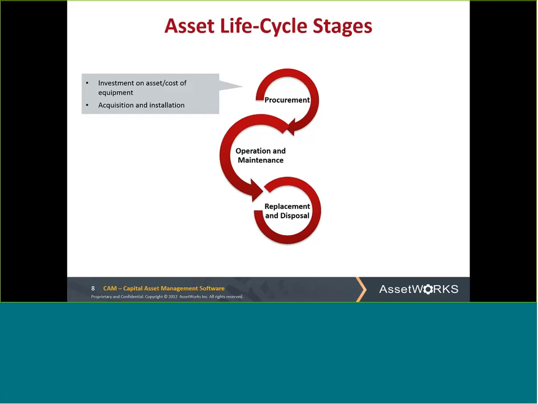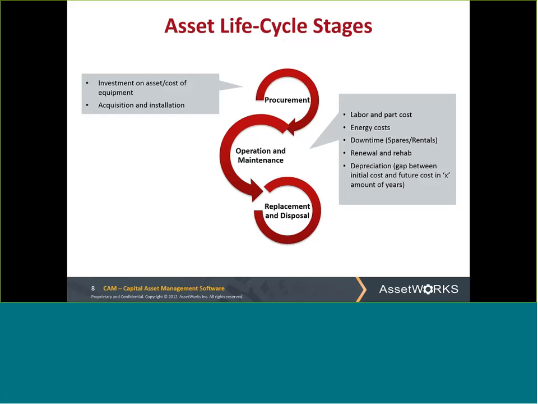Once that asset is in the fleet or is active, we're in that operation and maintenance stage where we have a number of costs. And these are typically costs that are captured in your fleet management system, FA, M5, or another system that you may operate. It's your ongoing operating costs, labor and parts, whether they be internal or commercial, energy or fuel costs, the cost of downtime, any costs I might have to go through during the life to renew or rehab the asset, and then there's the ongoing capital depreciation expense.